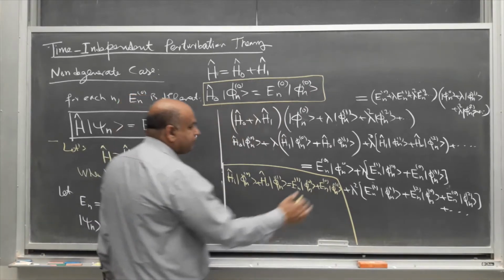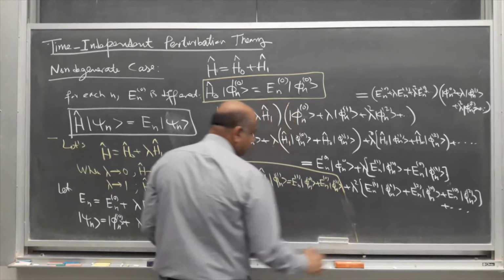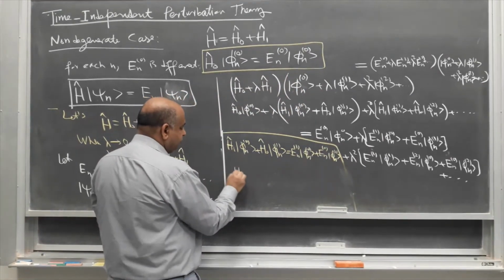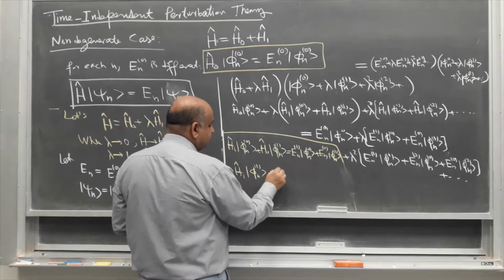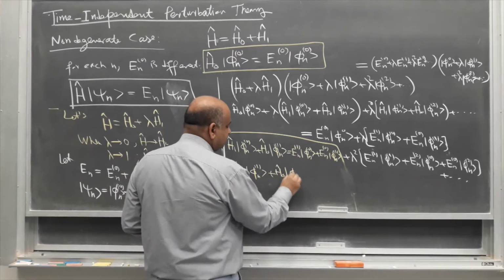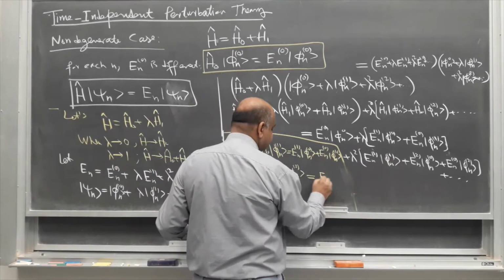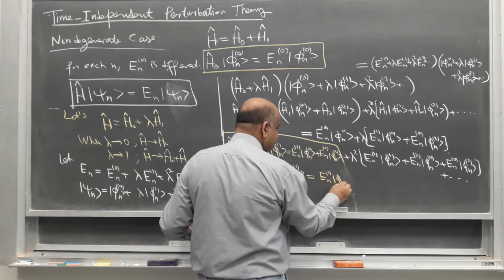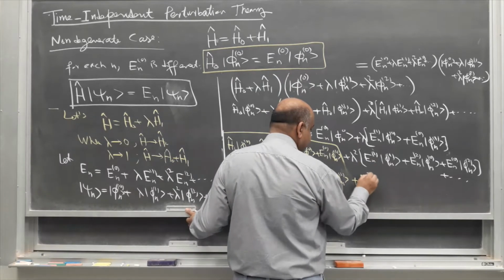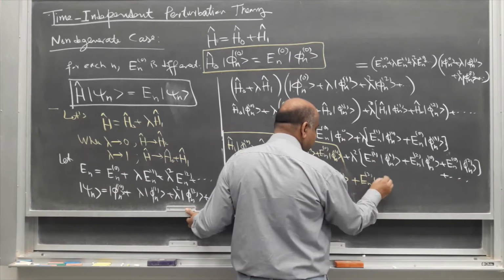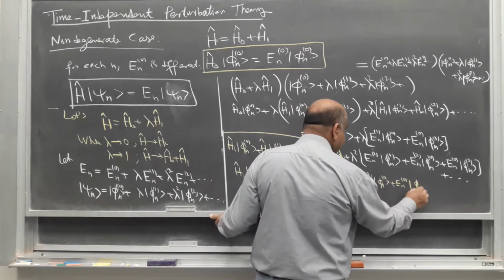This is one equation, and the other equation we can get by comparing these lambda square terms. If I compare them, I get H1 phi n1 plus H0 phi n2. This must be equal to this term, En1 phi n1 plus En2 phi n0 plus En0 phi n2.